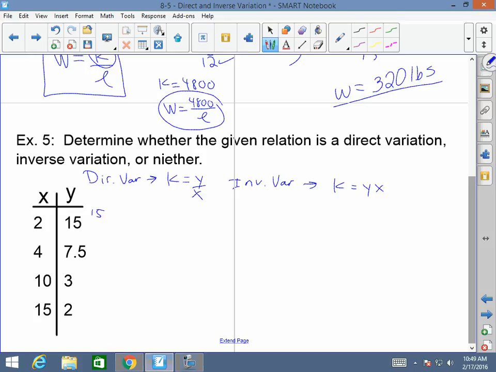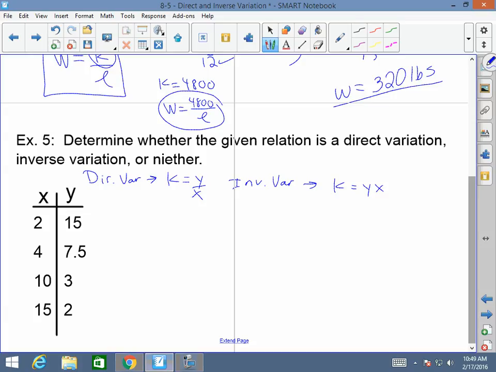15 divided by 2. Well, that's 7.5. 7.5 divided by 4 is not 7.5. So is this direct variation? No, it's not direct. Let's see if it's inverse.